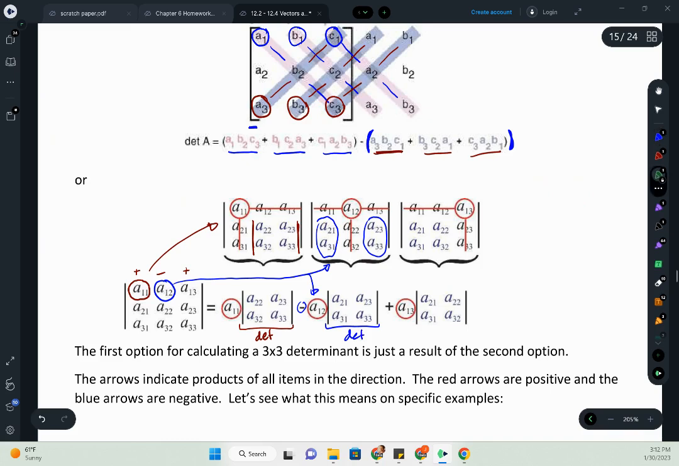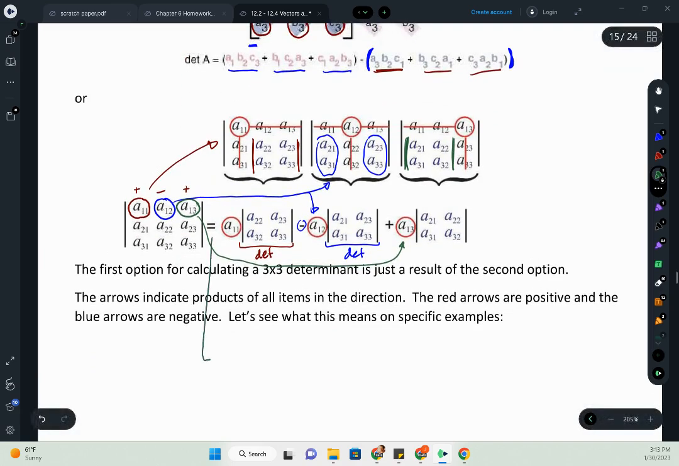Last but not least, we move over to the third column where there's A13. There's a plus sign over it, so we're going to add A13, and we see that right here. And then up above, we can see where we circle A13, cross out the row it's in and the column it's in, and then we're left with 4 numbers that go into a determinant, and we'll have to calculate a 2 by 2 determinant.